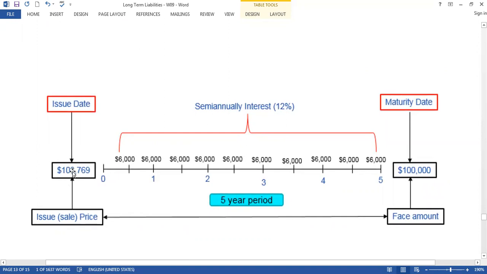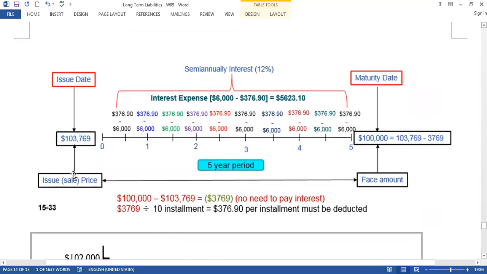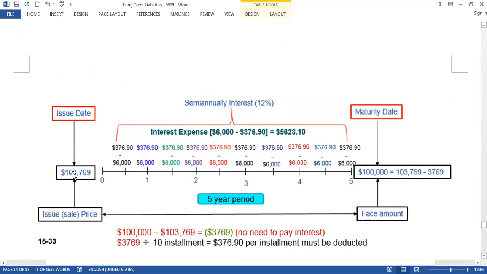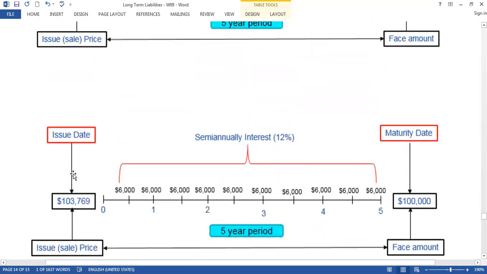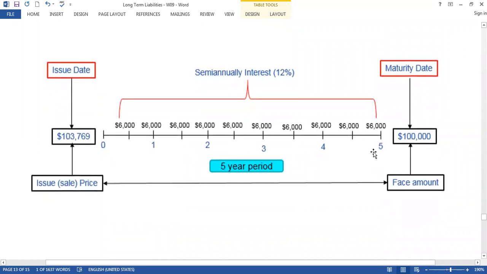Do you understand? So maybe I forgot to show you one. Yeah, okay, I can show you from here. So the main theme here is, is it good news or bad news for you? It is good news, right? So you receive $103,769, but you are going to pay $100,000. That means $3,769 you no need to pay in future.